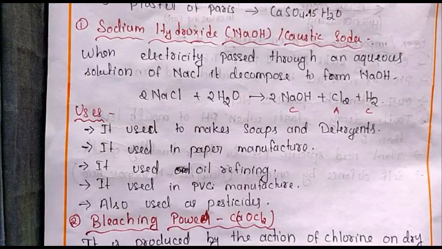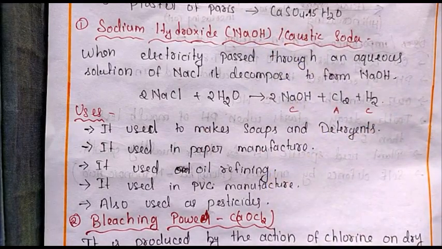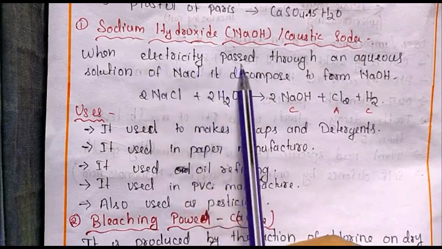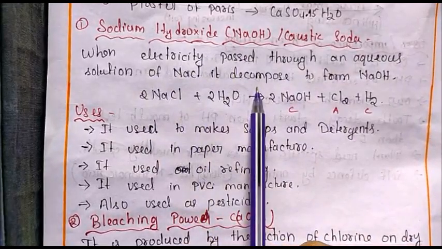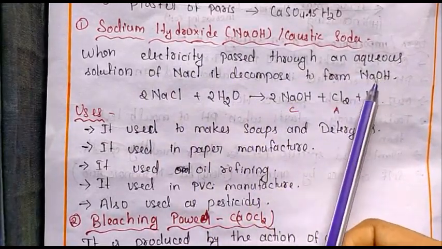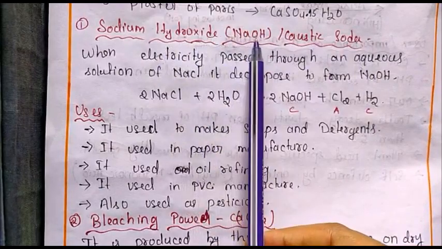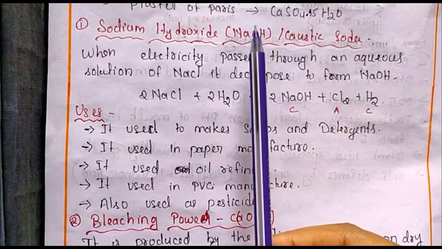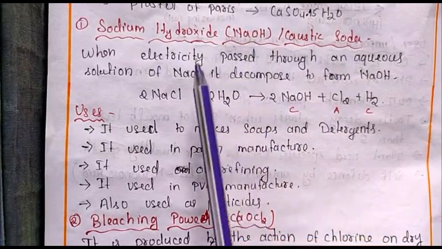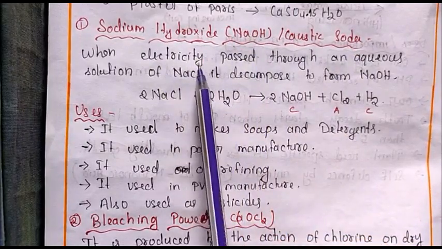As we know, acid plus base equals salt. So NaOH is a base. We can again get the NaOH by using some salt. See, when electricity is passed through an aqueous solution of NaCl, it decomposes to form NaOH. Sodium hydroxide NaOH, caustic soda. The first one is this chemical. This chemical can be formed by providing electricity.